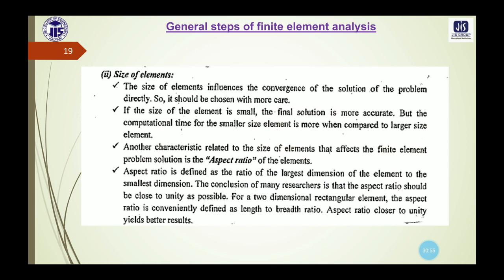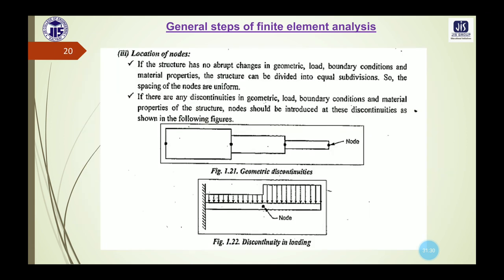Another characteristic related to the size of the elements that affects the finite element problem is the aspect ratio of the element. The aspect ratio is defined as the ratio of the largest dimension of the element to the smallest dimension. The conclusion of many researchers is that the aspect ratio should be as close to unity as possible. For a two-dimensional rectangular element, it is defined as the length to breadth ratio. So an aspect ratio closer to unity represents better results.